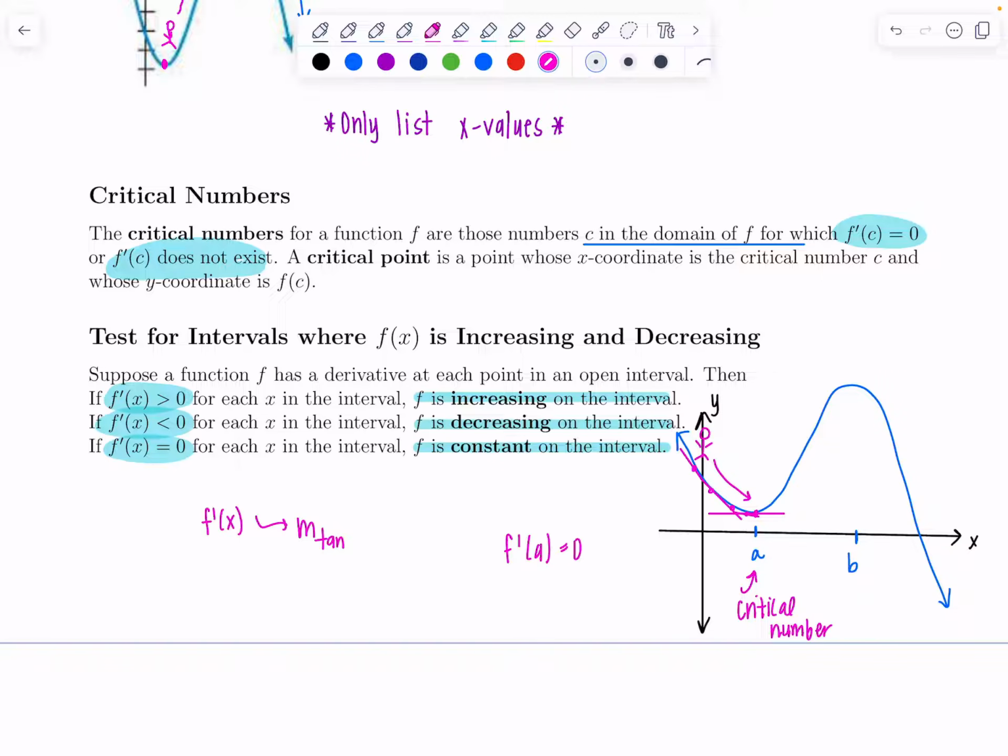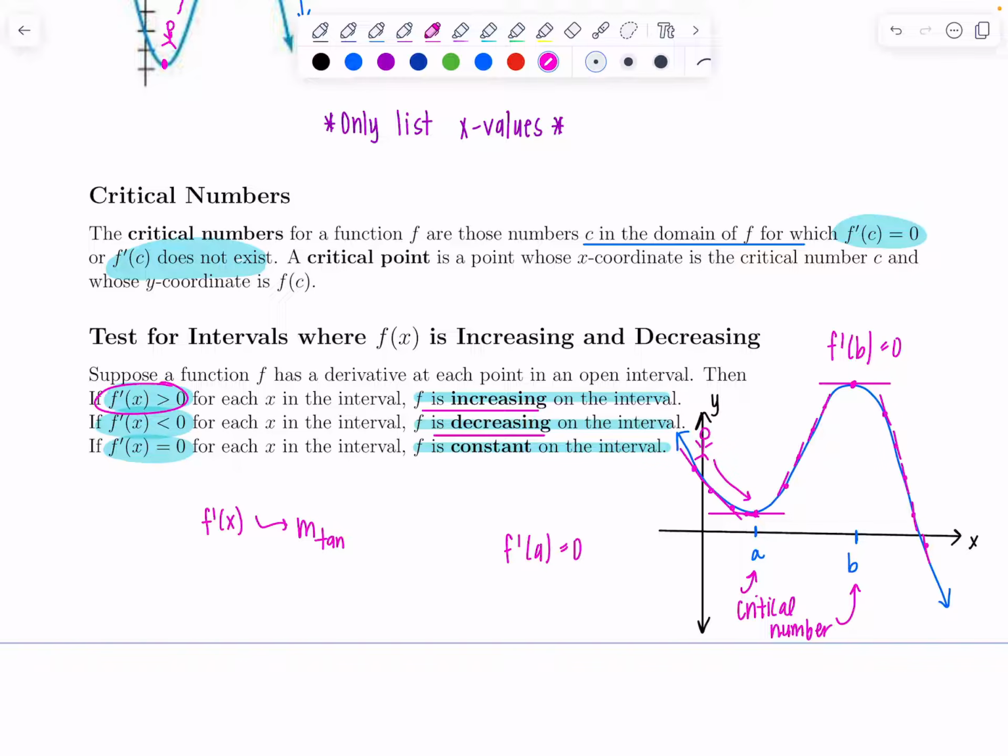Okay. Look at B. From here on out, the slopes are changing. Now the slopes are positive, positive, positive. That means the derivative is positive and the function is increasing. And then boom, you draw a tangent line here, horizontal tangent. That means f prime of B is equal to 0. B is also a critical number. And then from here on out, these tangents all have negative slopes. And again, the function is decreasing on that interval.